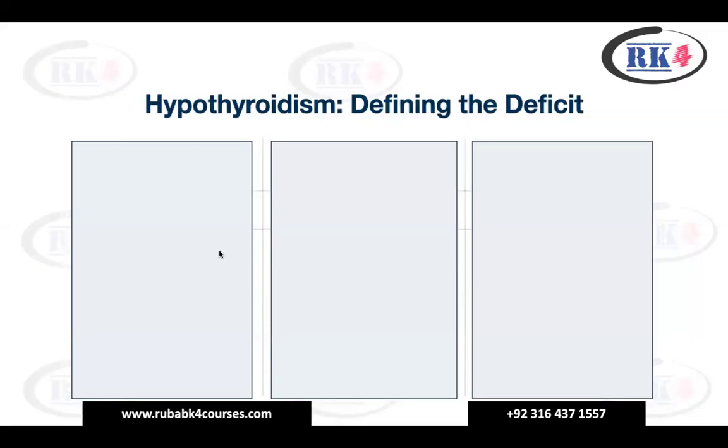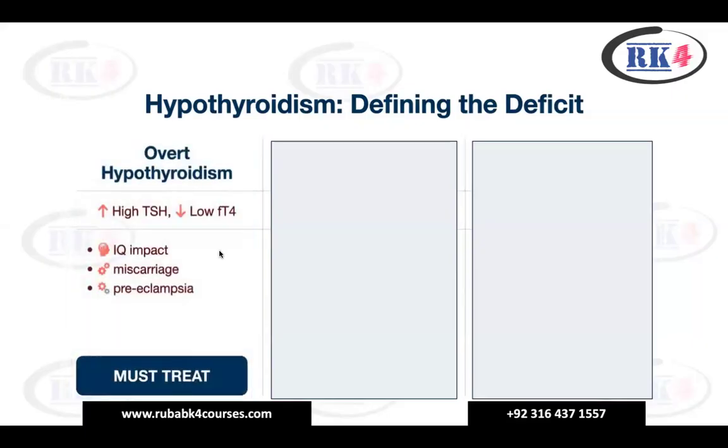The first one is overt hypothyroidism. So what happens in overt hypothyroidism? It is revealed, it is evident. When you do the lab test, you will have high levels of TSH and low levels of T4. So that is evident, okay, the patient is having overt hypothyroidism.